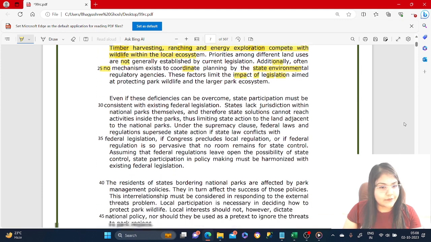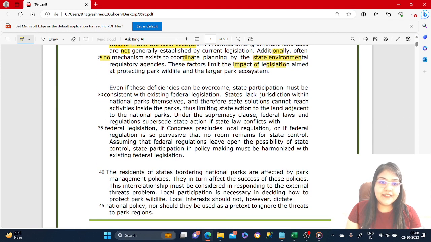Further, the author says even if these deficiencies can be overcome, state participation must be consistent with existing legislation. Whose idea is this? Since the author is writing the RC, it means these are all the author's personal opinion. If it were news, the author would have said that this has been said by this authority or that person. But no source is there, just an add-on information. It means this is quoted by the author itself.